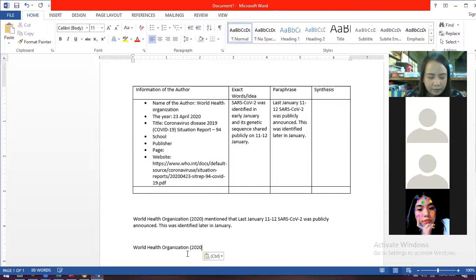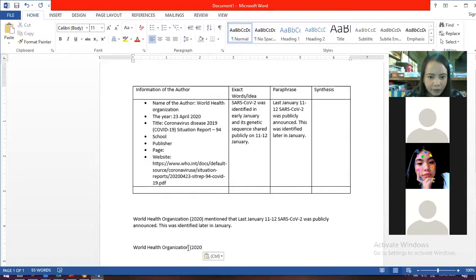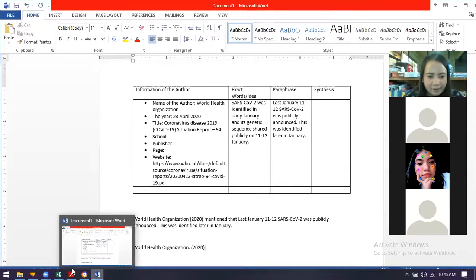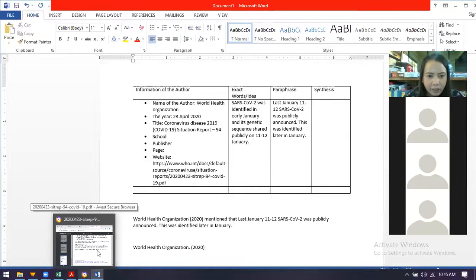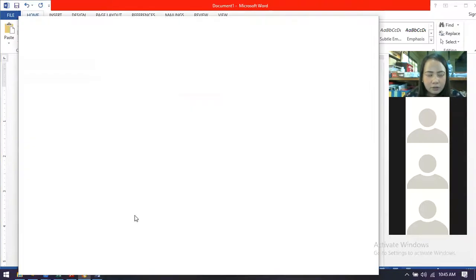What is missing? Is it the date? A period. Put it in parentheses. Then what's next? Period. The title. Very good. The title of the article. Let's go back to that, but guys, it's much better to save your files first.